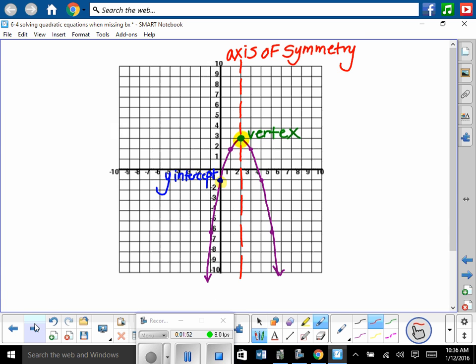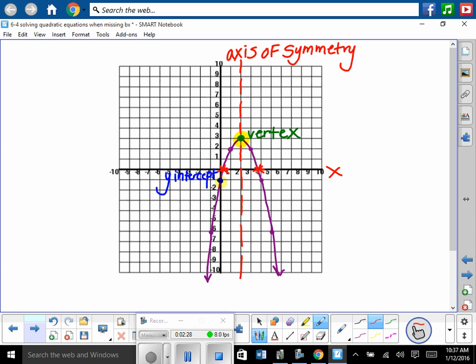So these are the things we've learned so far: the y-intercept, where we cross the y-axis, and how to find the vertex and the axis of symmetry. Today what we're going to be finding is where it crosses the x-axis, these two places. This is one of the most important things in a quadratic, because those x-intercepts are where it crosses the x-axis, and when we find them we're solving the quadratic equation.